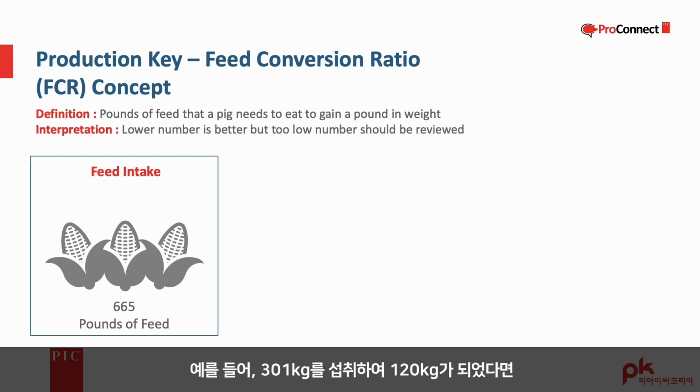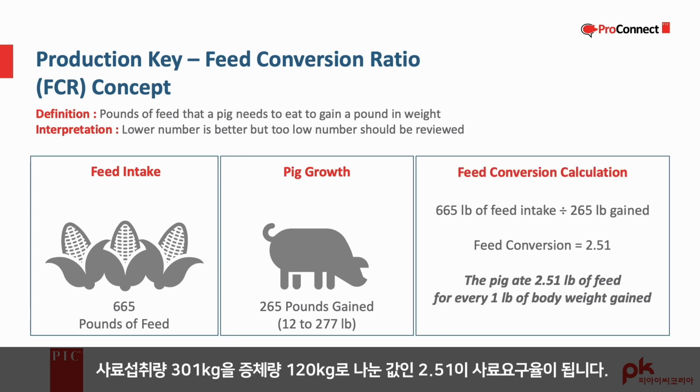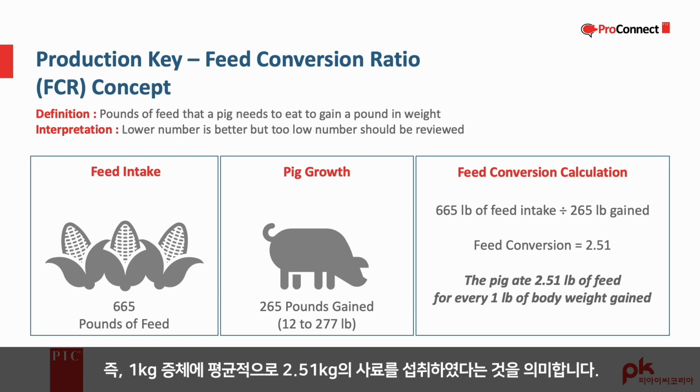The example shows a pig that ate 665 pounds of feed and gained 265 pounds. His feed conversion is calculated by dividing the 665 pounds of feed by the 265 pounds of gain, which gives a feed conversion ratio of 2.51, meaning he ate 2.51 pounds of feed for every pound of weight gained.